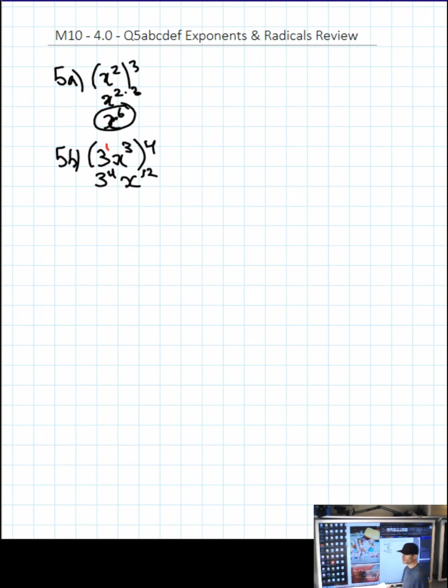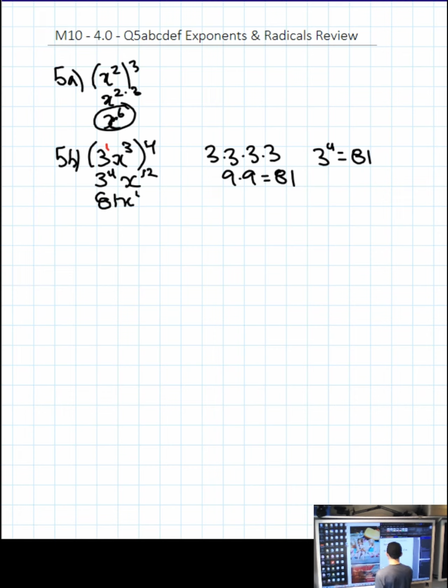Let's do that without the calculator. We have 4 3's: 3 times 3 times 3 times 3. 3 times 3 is 9. 3 times 3 is 9. So we get 9 times 9, 81. Therefore we know 3 to the 4 is equal to 81. So we get 81x to the 12. Circle our answer.